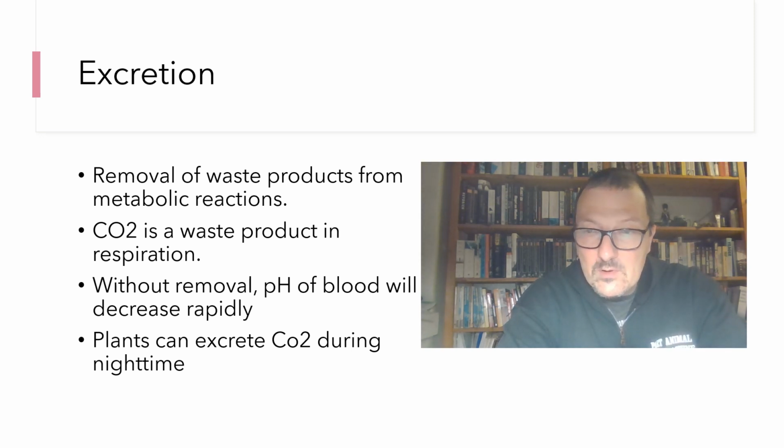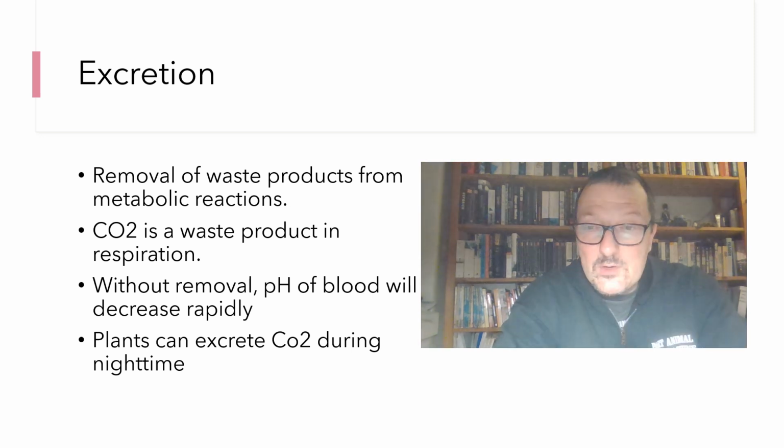For example, the mitochondria in my body right now are burning glucose, and when they do that, they release CO2. So CO2 is a waste product for me. And if it wasn't removed from my blood, well, then CO2 acts as an acid and it will drop the pH of my blood quite quickly. And quite frankly, I would very quickly become very ill and possibly die. So it's important that we can get rid of CO2.